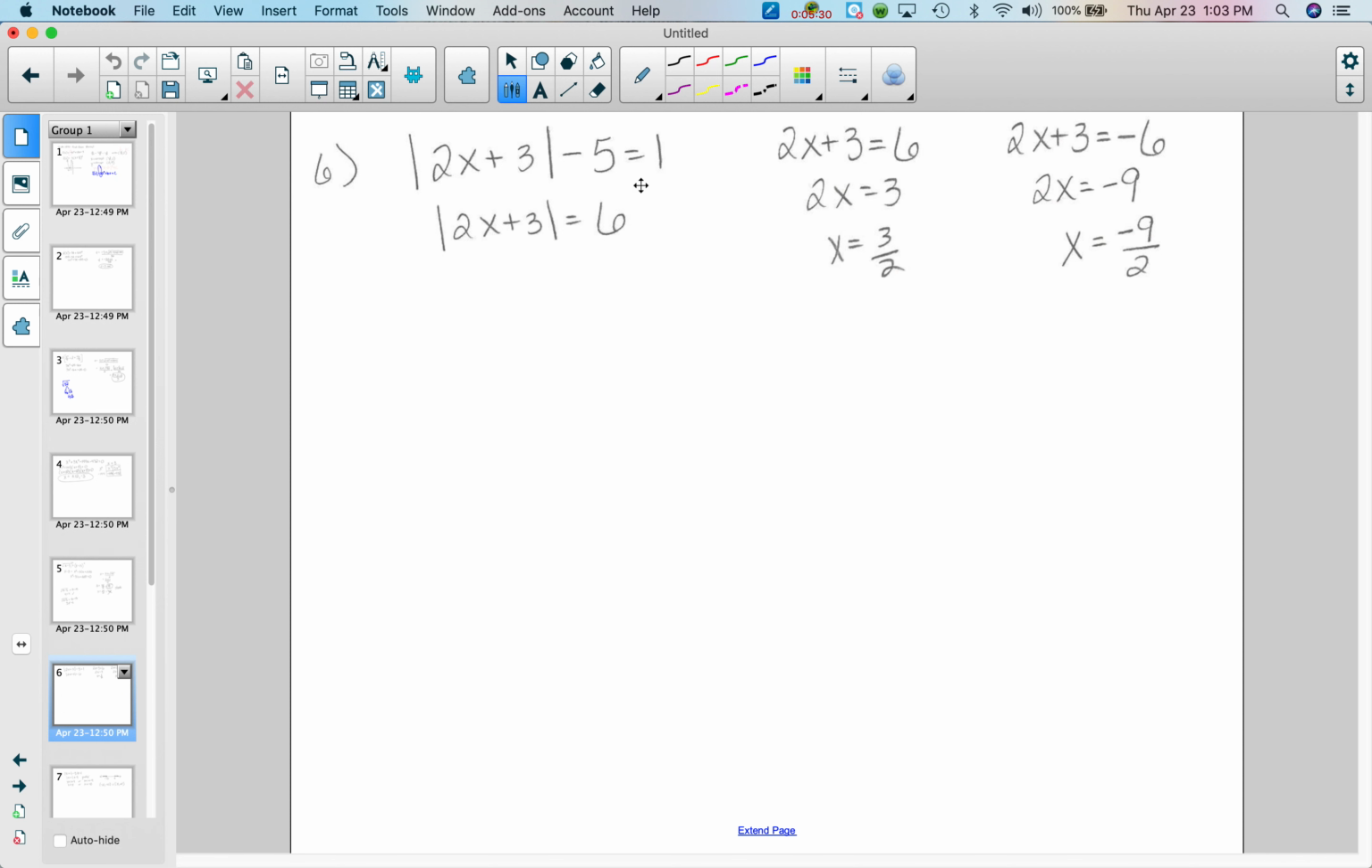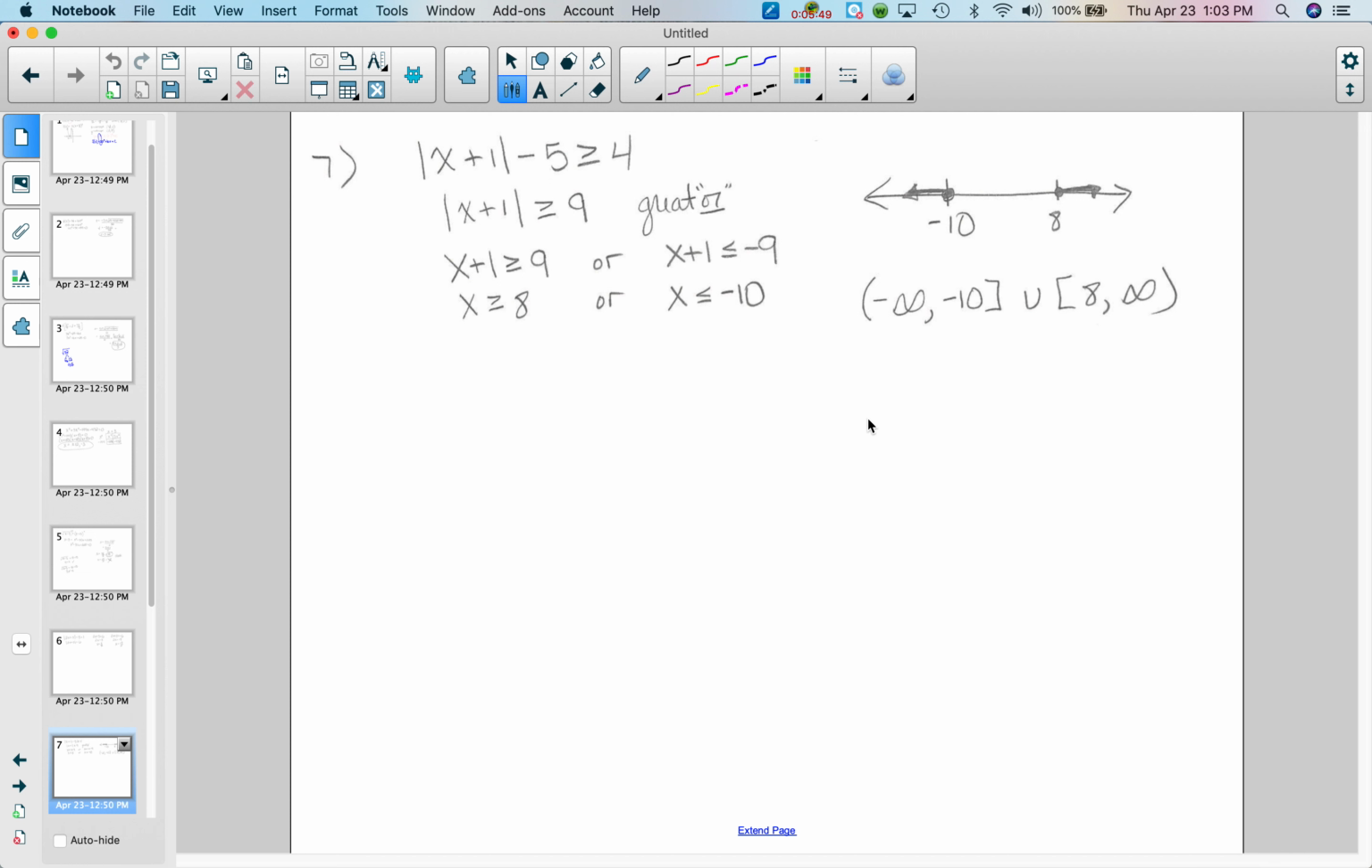So on an absolute value equation, the things to remember, first of all, you have to isolate the absolute value, so you add 5 to both sides first. Then remember you have two cases. So we have 2x plus 3 equals 6 and 2x plus 3 equals negative 6. You solve both of those and you get both of our answers.